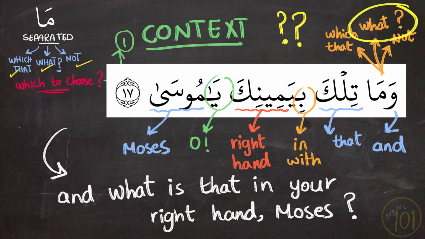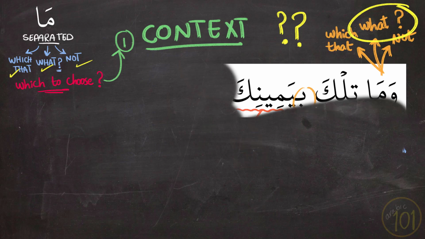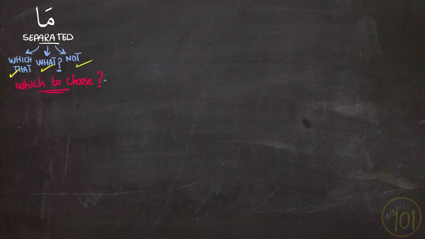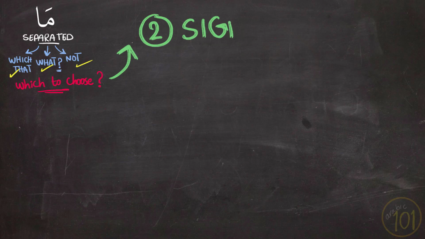If you didn't get that right the first time, you should not be worried about it. The more you learn and the more you read the Quran, the better you get at this. Although context is very important, it is not the only way to tell which type of ma it is. There are also some other signs that can help us tell which type of ma we are using.